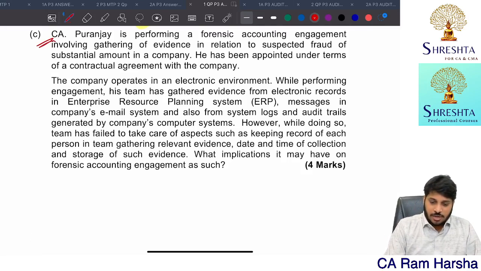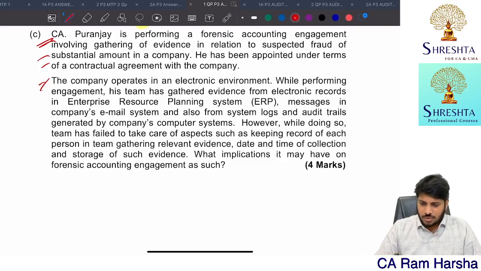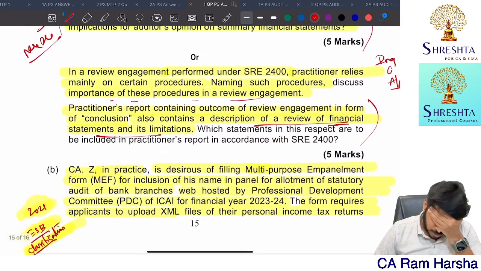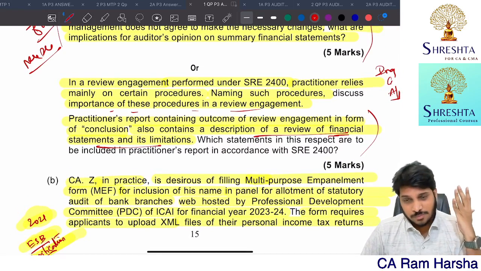This is a forensic audit related question, a straight question. Just go through this. That's it. MTP1 is over. Brief discussion itself takes this much time.